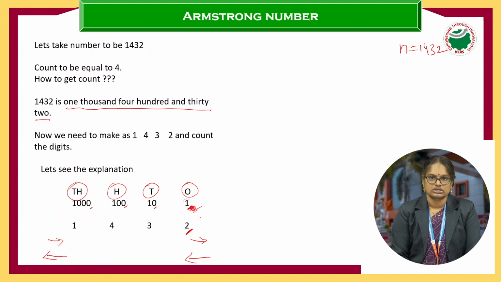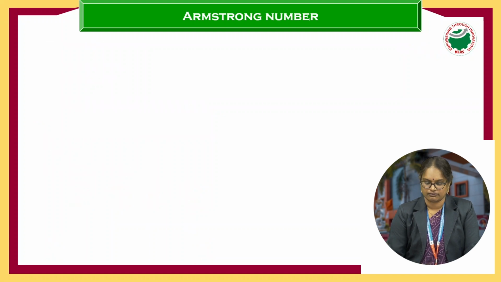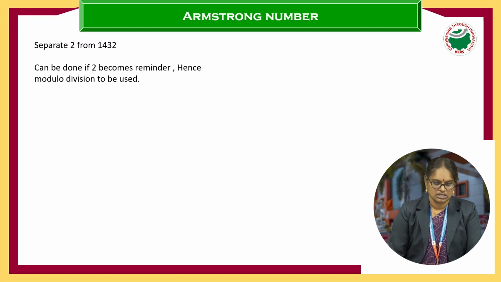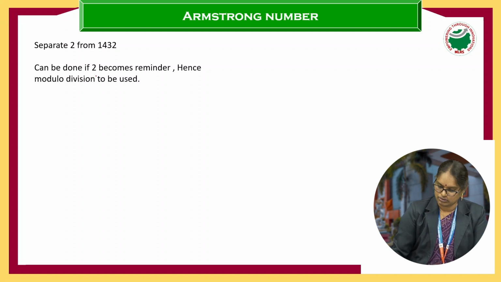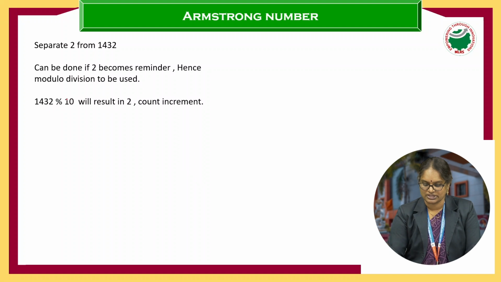When we want to remove this orphan digit, it has to become a remainder. When we want it to become a remainder, which arithmetic operator will help us get the remainders? That is modulo division. With the help of modulo division, we can remove 2 as a remainder. That means separate 2 from 1432. I will be doing 1432 modulus 10. What happens with 1432 modulus 10?